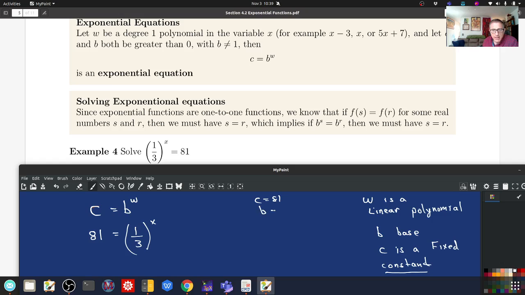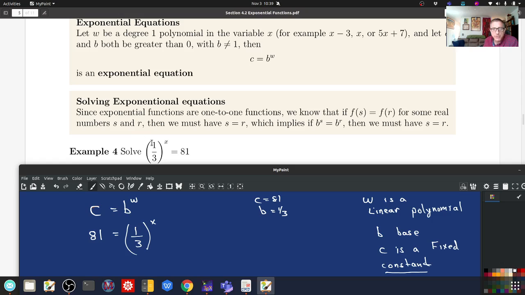B is equal to 1/3. And just our w is equal to x. So how are we going to solve that polynomial equation? Well, here's some important information.